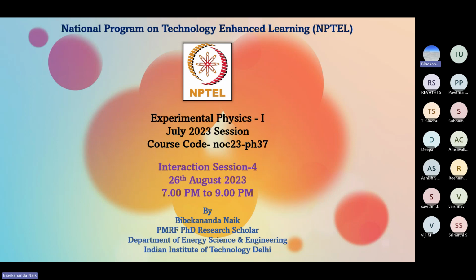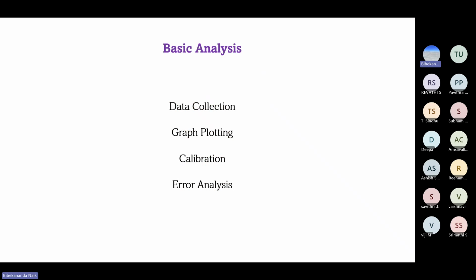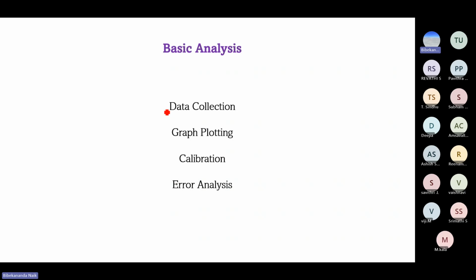While we are performing the experiment, there are some basic analysis which we need to know that was covered in the week 3 and week 4 lectures of the course. It includes data collection, that is, when we are performing an experiment, we need to first note down the data or collect the data from the experiment. So how to collect the data, that is, which factors we should look into when we are performing an experiment, so that we can collect the data effectively.